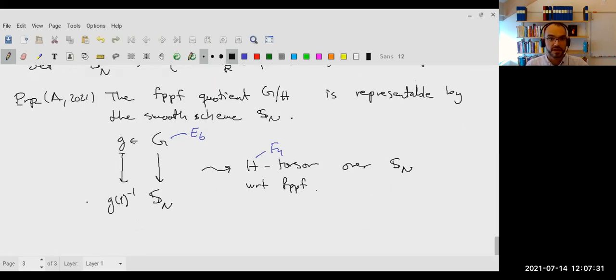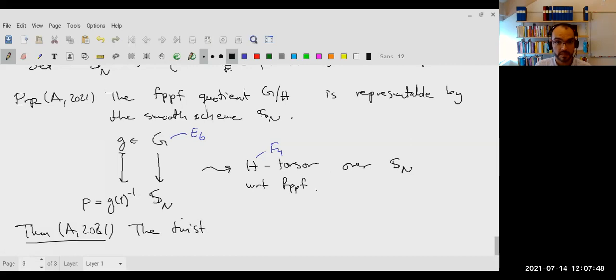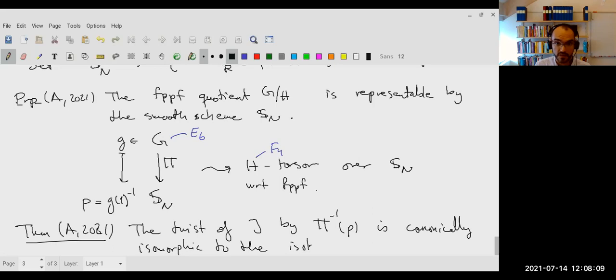And so if we take an element P here, we might wonder, what if we twist our algebra with this torsor? And as you might expect, the twist, maybe I call this projection pi, of J by pi inverse of P, is canonically isomorphic to the isotope J_P.